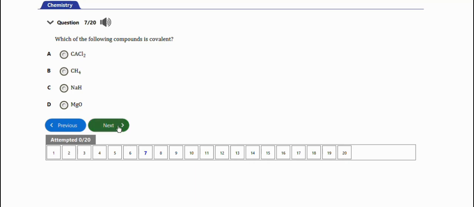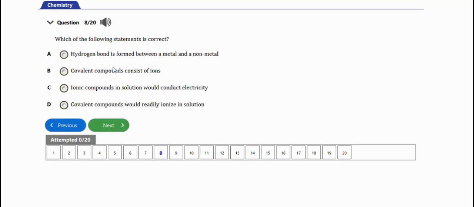Next question with this one. Guys, just know that basically all organic compounds are covalent in nature. The question says which of the following statements is correct? Hydrogen bond is formed between a metal and a non-metal. No. Covalent bonds consist of ions. No. Ionic compounds in solution will conduct electricity. Yes, this is one of the characteristics of ionic compounds, they can conduct electricity. So the right answer is option C. That's for this question.